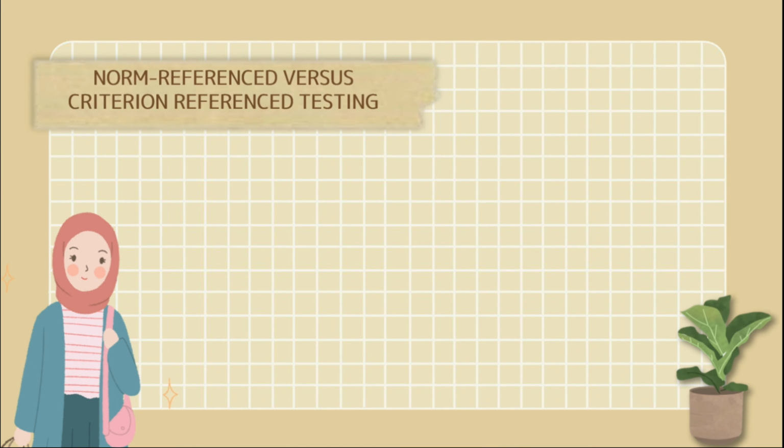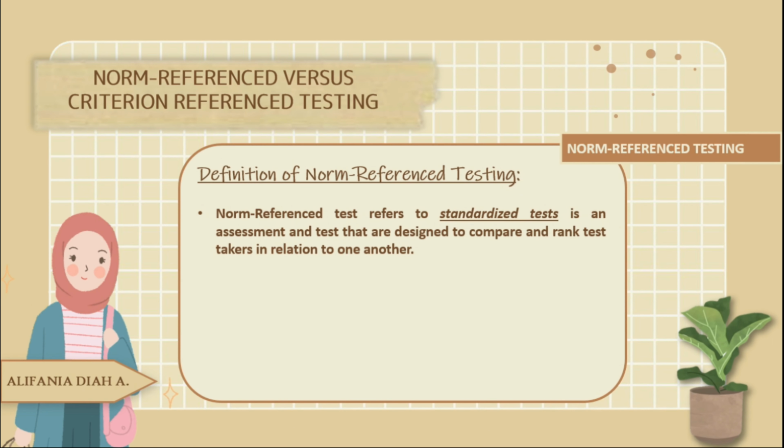Definition of norm-referenced testing: it refers to standardized tests. It is an assessment and test that are designed to compare and rank test takers in relation to one another. To determine a young child's readiness for preschool or kindergarten, these tests may be designed to measure oral language ability, visual motor skills, cognitive, and social development. Typical of these tests are standardized tests like SAT or TOEFL.